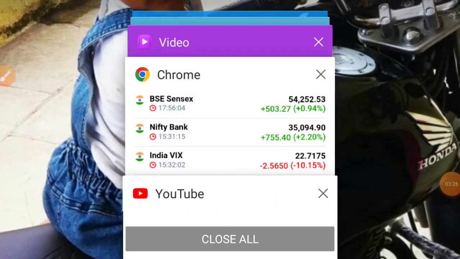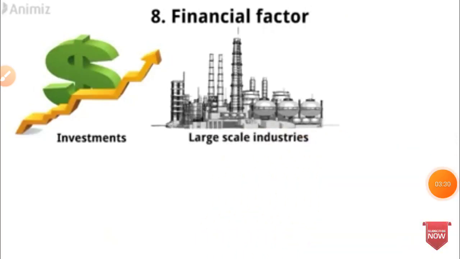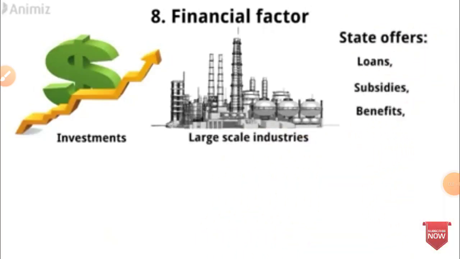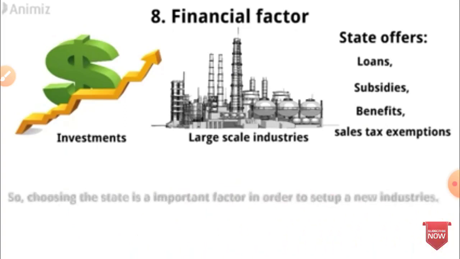Next point, financial factor, investment. For large scale industries, the state offers loans, subsidies, benefits, sales tax exemptions. Okay, so the financial factor is also important. So choosing the state is an important factor in order to set up new industries.